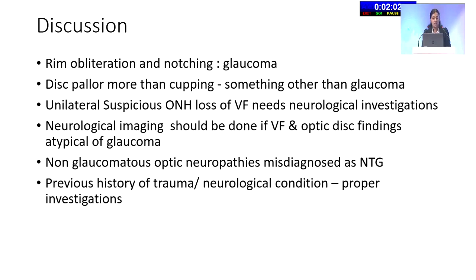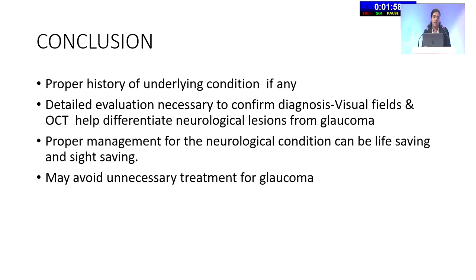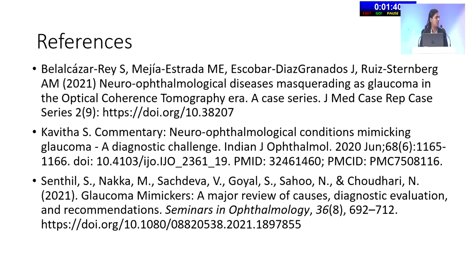So neurological imaging should be done if visual field and optic findings are not typical of glaucoma. Conclusion: a proper history of any underlying condition and a detailed evaluation are necessary to confirm the diagnosis. Visual field and optic OCT help differentiate neurological lesions from glaucoma. Proper management of a neurological condition can be life-saving and sight-saving. We may avoid unnecessary treatment for glaucoma. These are the references. Thank you.